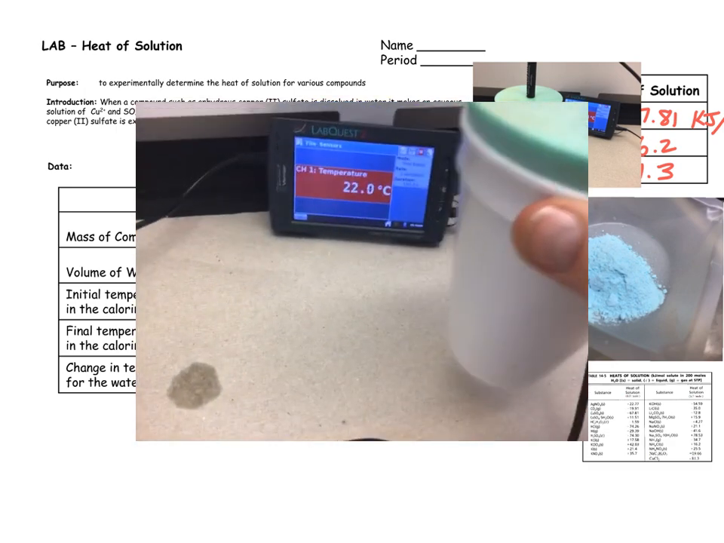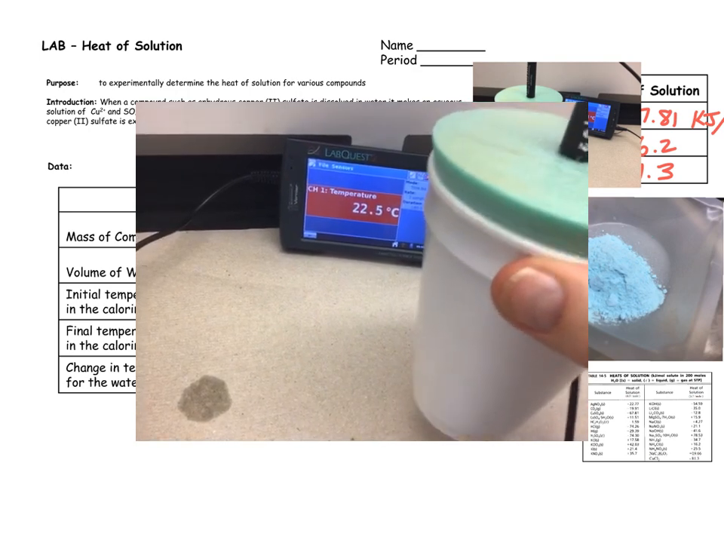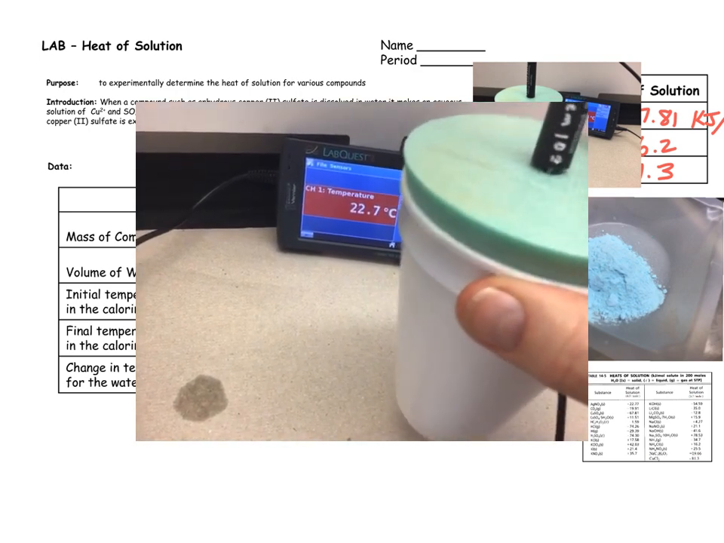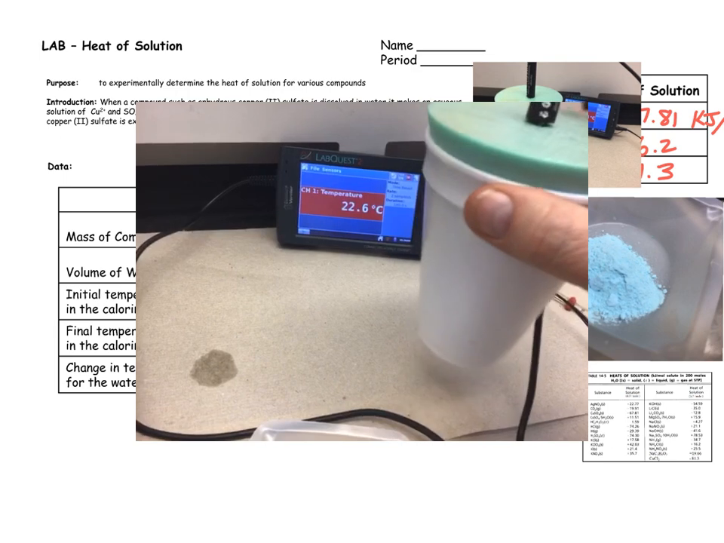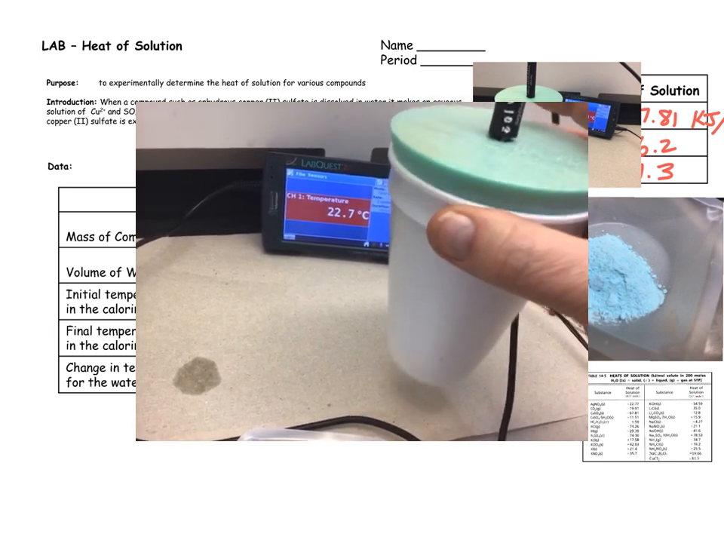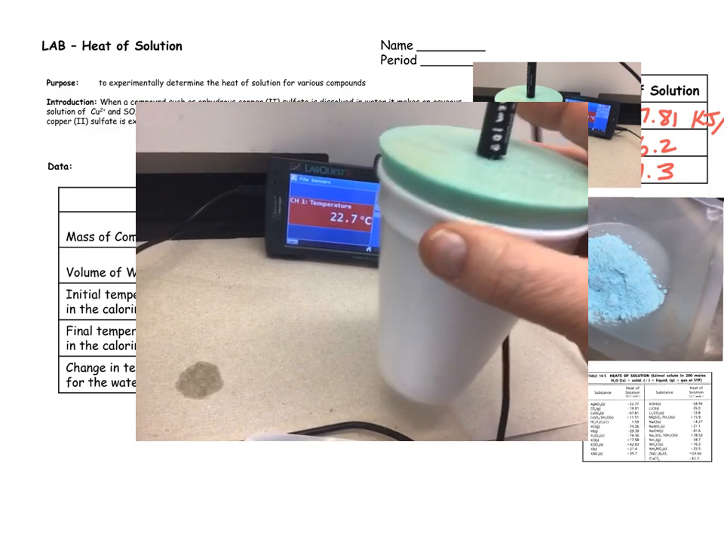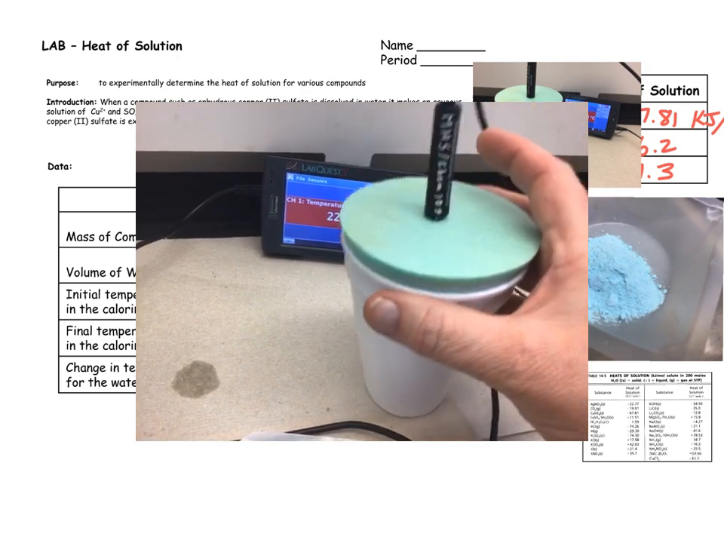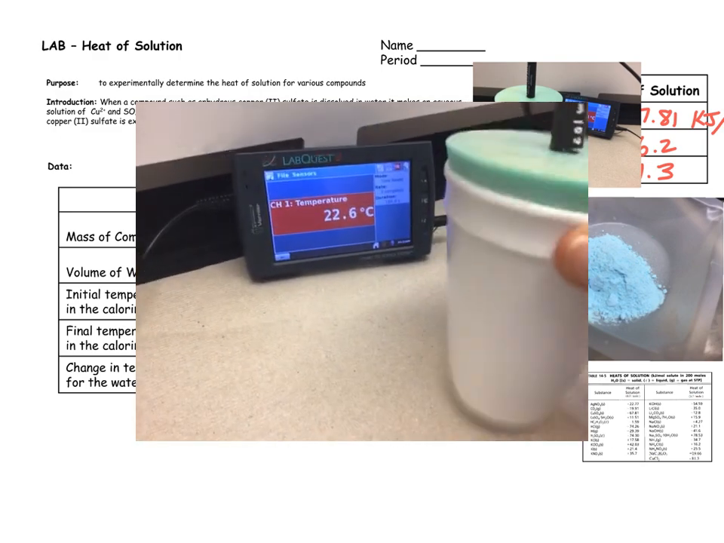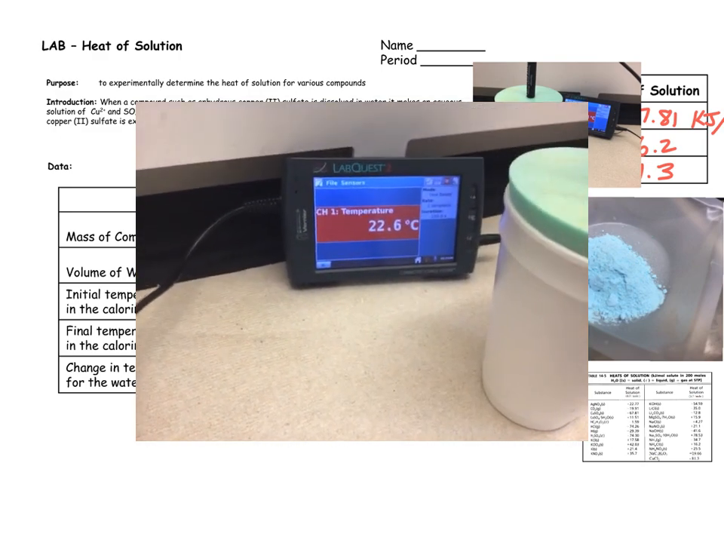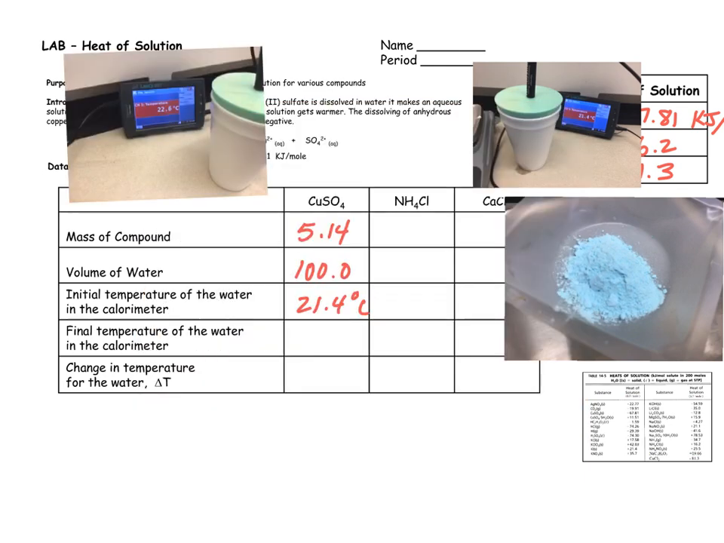Now, the temperature is increasing. The temperature is increasing, which is what we expect because the theoretical value is a negative number, meaning that this is exothermic and it will add heat to the water. All right, give it a second. Okay, it's been about a minute and the temperature is pretty much stabilized at 22.6 degrees. All right, let's record that.